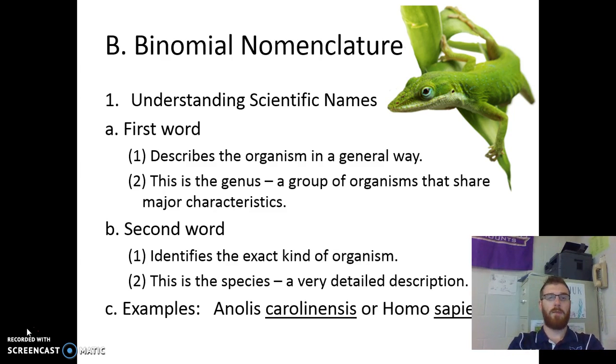In order to understand binomial nomenclature, it is basically the understanding of scientific names. The first word describes the organism in a general way, and this is the genus, or a group of organisms that share major characteristics. And the second word identifies exactly which organism it is, and this is the species, which is a very detailed description. For example, you can see the two down below here. Always, the genus is capitalized while the species is lowercase.